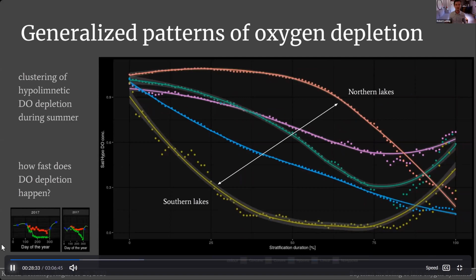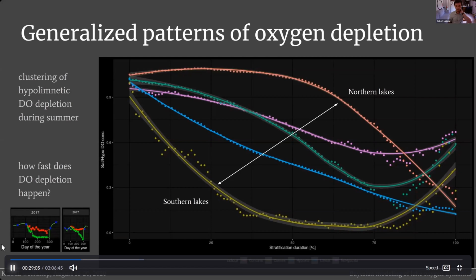And the southern lakes mostly have this yellow response, which is a convex response. So they have an early high depletion, and at about 50% of summer, the oxygen concentrations are nearly depleted and they stay low. Whereas most northern lakes have this concave response, so they have high concentration throughout the middle of summer, and then the depletion kicks in. So the first results showed us that these lake types are really different and that we can learn a lot about how they work in general.